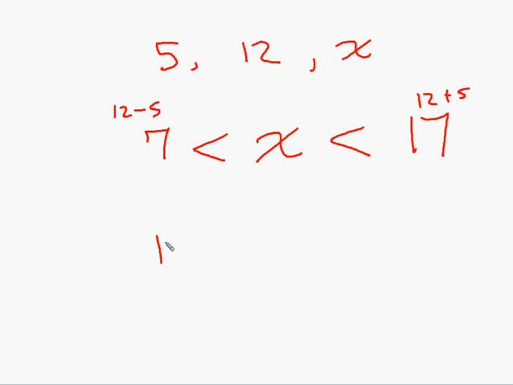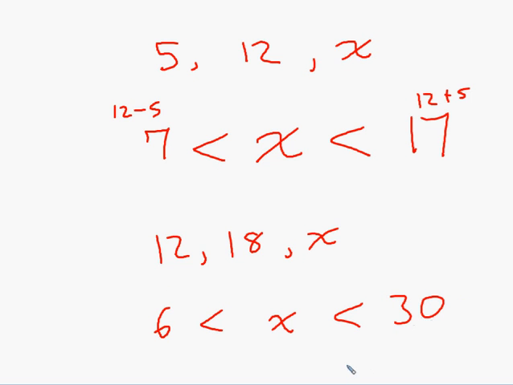What if I had 12, 18, and x? What is the range of possible sides? Okay, I subtract them, 6. I add them, 30. Yes. x is between 6 and 30. I subtract them and add them. That gives me the range of possible sides.